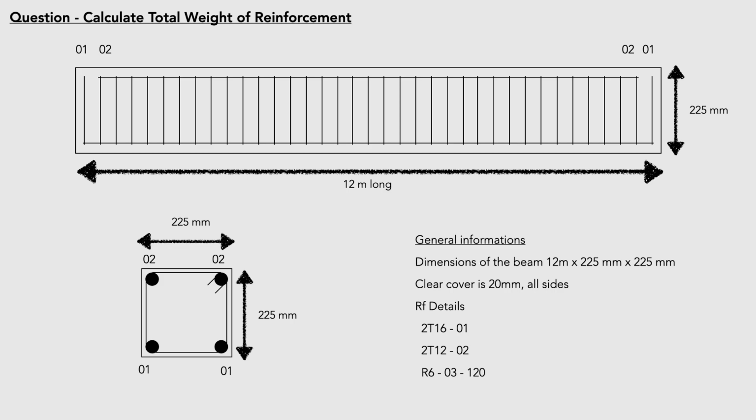General details are as follows. Length of the beam is 12 meters and the cross section of the beam is 225 millimeters by 225 millimeters. It consists of two types of high-yield reinforcement bars, bar number 1 and 2, which are consecutively 16 mm diameter and 12 mm diameter with different shapes. Also it consists of 6 mm mild steel stirrups at 120 mm centers.